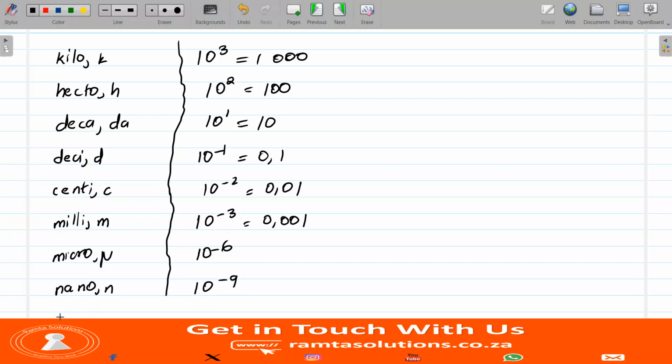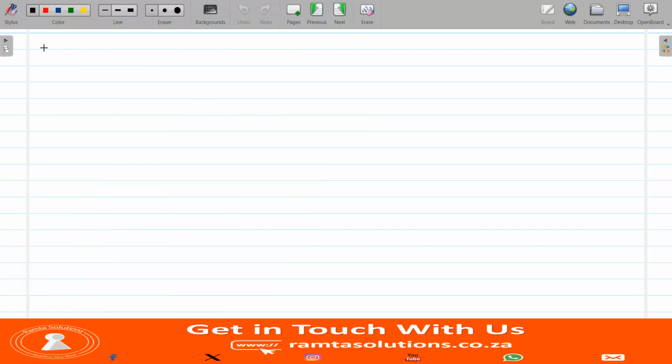And maybe let's conclude with pico. And there's more, of course. Pico is small letter p, which is 10 to the negative 12. Okay, so these are the unit prefixes. Now let's try some examples. Write the following in unit prefixes.